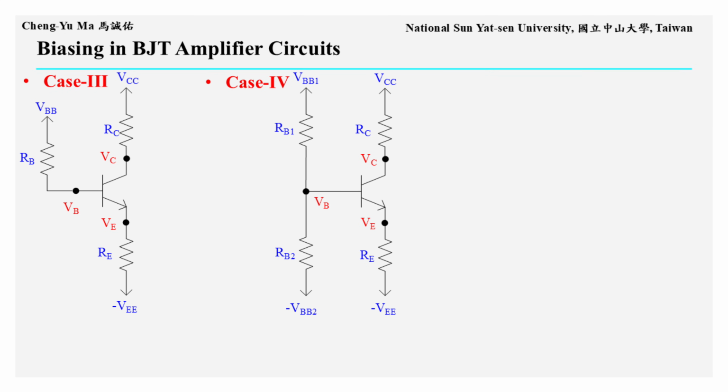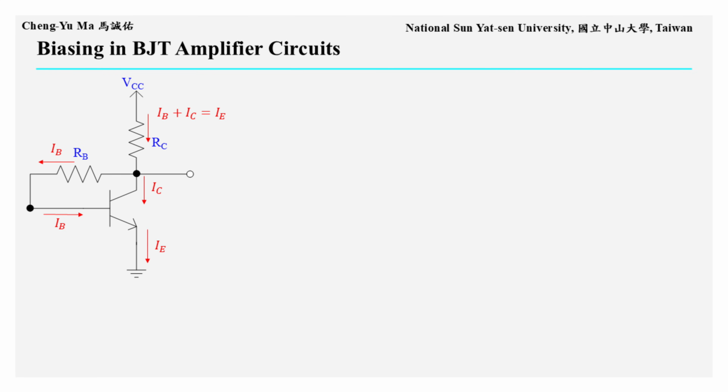the output. The most common DC bias circuits for BJT amplifiers are shown here, the Case 3 and Case 4 circuits introduced in the previous sections. Besides those bias circuits, there is another DC BJT biasing method, as shown here. The base terminal is connected to the collector through the resistor RB. The current through RB is the current entering the base terminal, which is IB. The current leaving the emitter is IE, and the current entering the collector is IC.